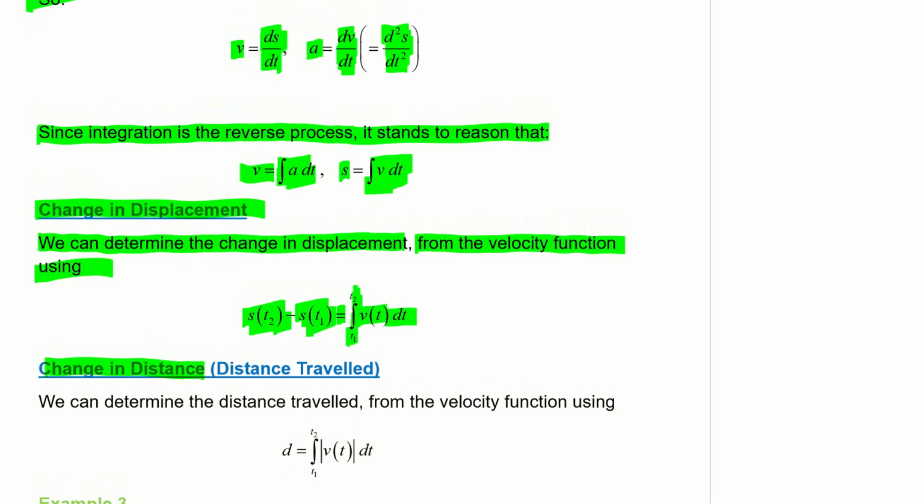The change in distance, however, and refer back to the difference between distance and displacement, as that's the total distance travelled, we can determine the distance travelled from the velocity function using: distance is the integral from t1 to t2 of the modulus of the velocity dt.